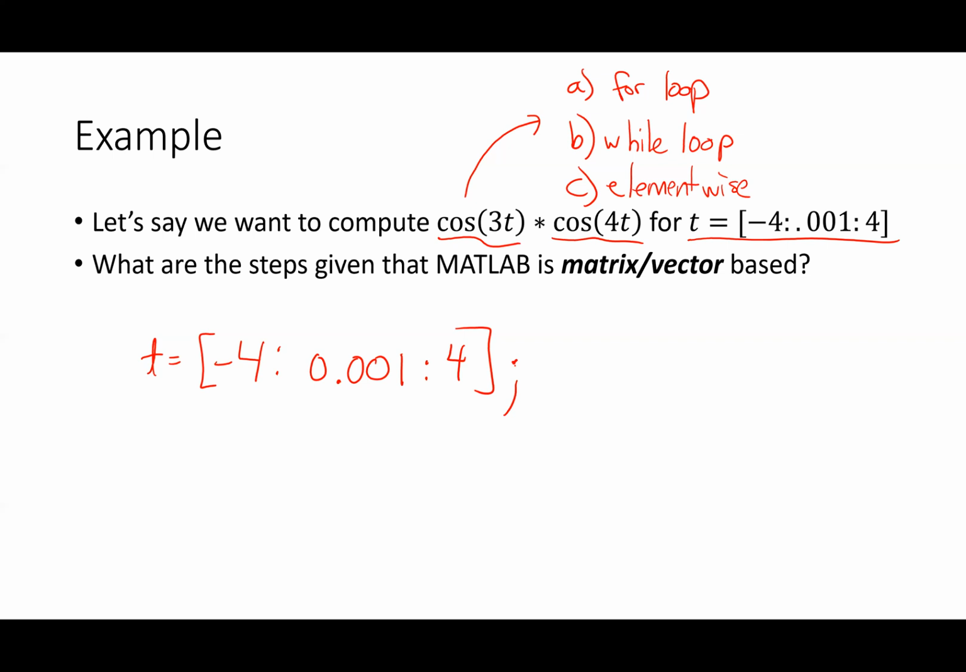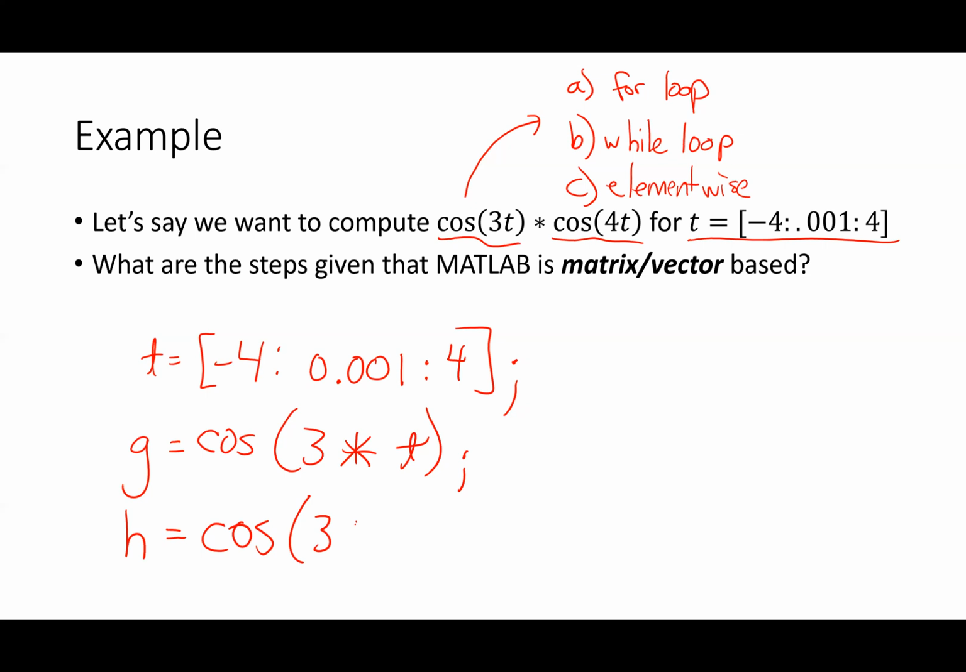And then the next step is to define these two things. So I'm going to say, let's make a vector g that's equal to cosine of 3 times, right, the asterisk, t, okay, semicolon. And then I make another one, h. I'm just making up those variable names, okay, like that, 3 times t and 4 times t.